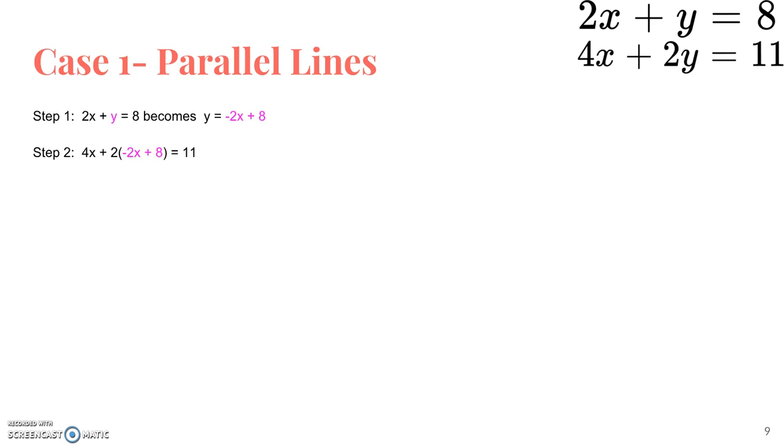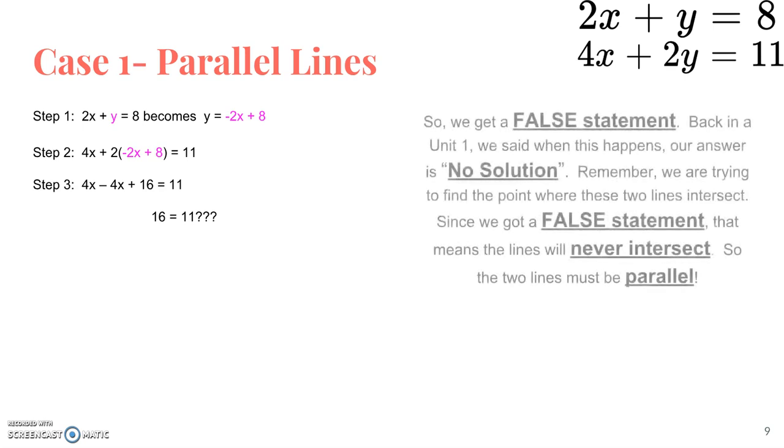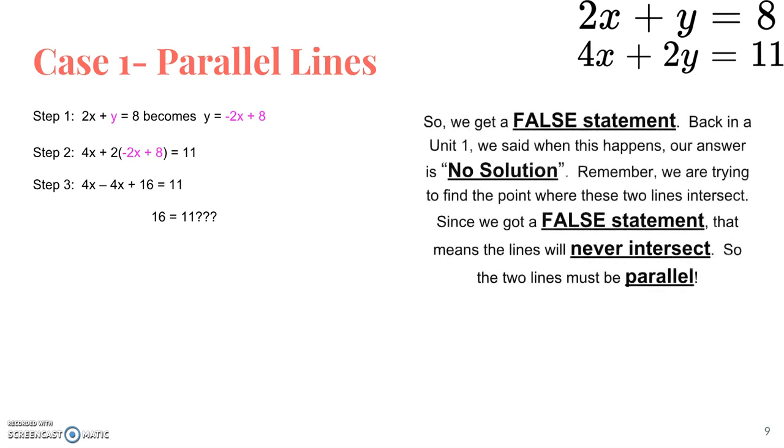Now when I simplify for step 3 and try to solve, I'm going to end up with 4x minus 4x plus 16 equals 11. When I reduce this further, I get a statement that says 16 equals 11. So my variables canceled, and I end up with a false statement. Just remember that if we get a false statement, we learned this back in Unit 1, and we said when this happens, our answer is no solution.